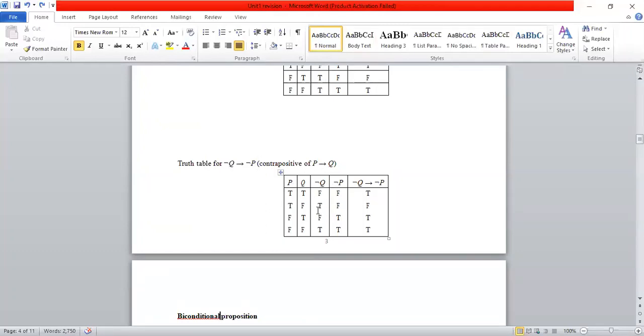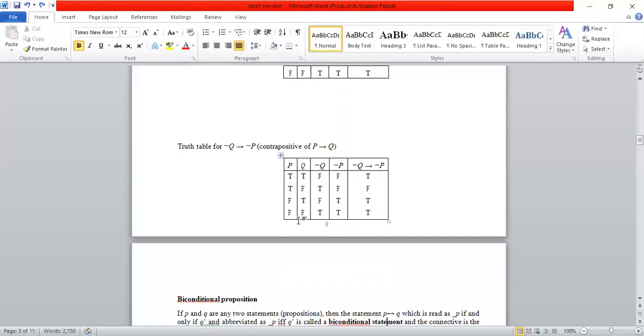When negation Q has a truth value true, negation P will have a truth value false. In this case only, conditional statement becomes false. All other cases it becomes true, true, true. When negation Q is having truth value true, negation P is having truth value false. Therefore, conditional connective negation Q conditional negation P will have truth value false. Otherwise, it has a truth value true. So this is the truth table for contrapositive of P conditional Q.